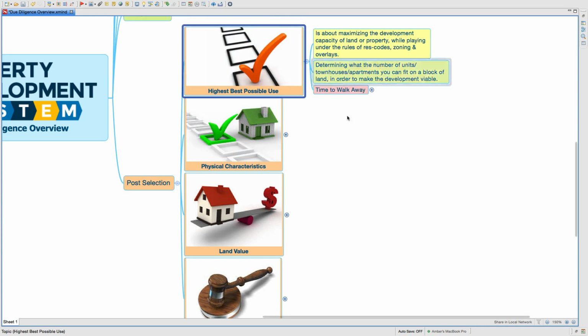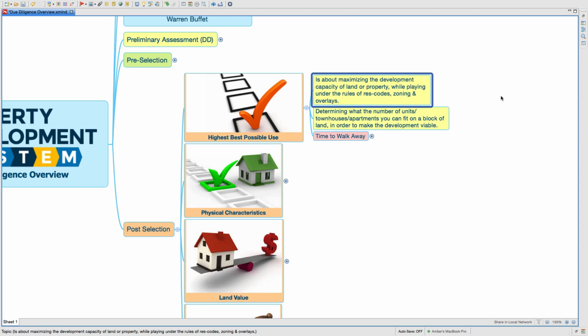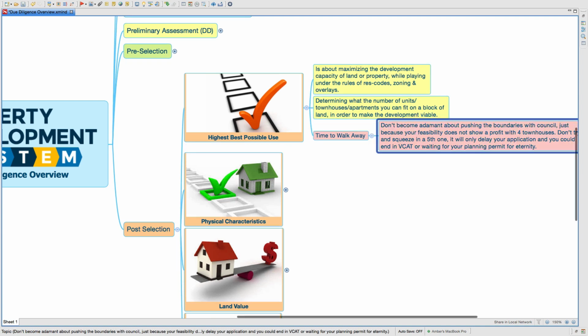Highest best possible use is about maximizing the development capacity of land or property while playing under the rules of res code, zoning, and overlays. Determining the number of units, townhouses, or apartments you can fit on a block of land in order to make the development viable. Time to walk away.